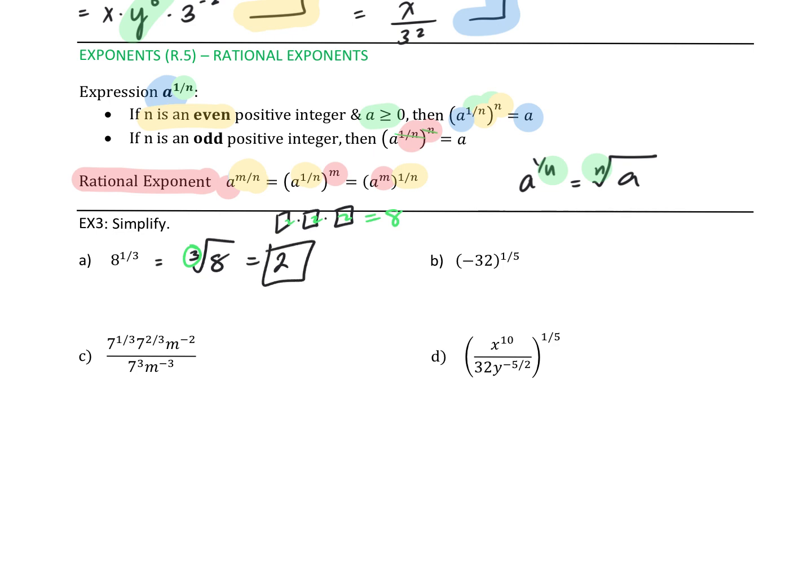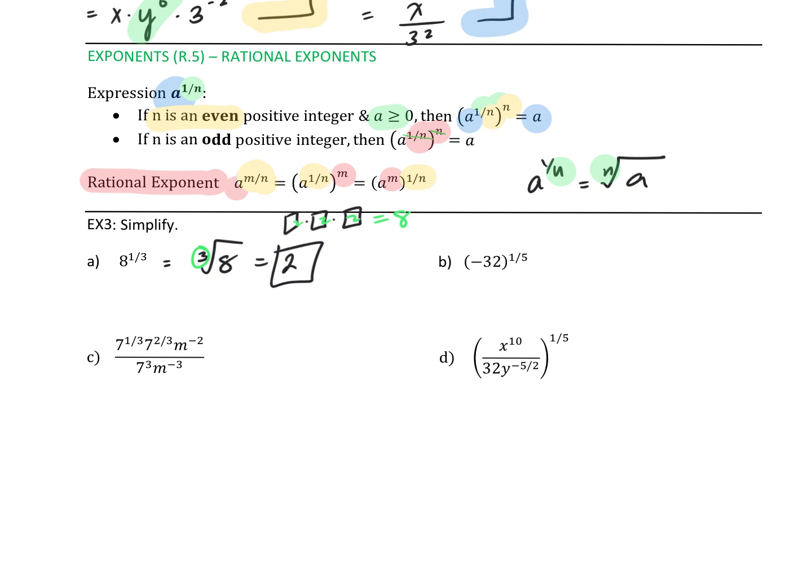All right, so let's take a look at B. What do we notice is going on with B? Well, we have a negative on the inside. It's a negative 32. And it's being raised to an odd positive integer. So in this case, we're probably going to be looking at this example. And then what do we know? Well, if we can raise it to the 5th power, we could cancel and use this rule. Why do I say 5th power? Because again, we have a denominator of 5. So what are ways we can write this? Well, 32. What do I know about 32? 32 is the same as 2 to the 5th power.